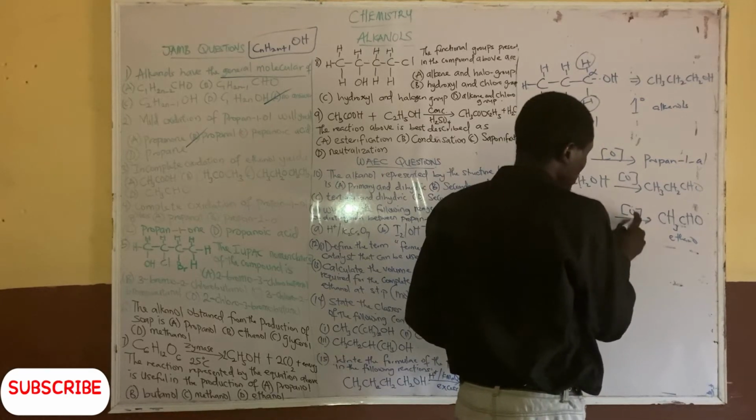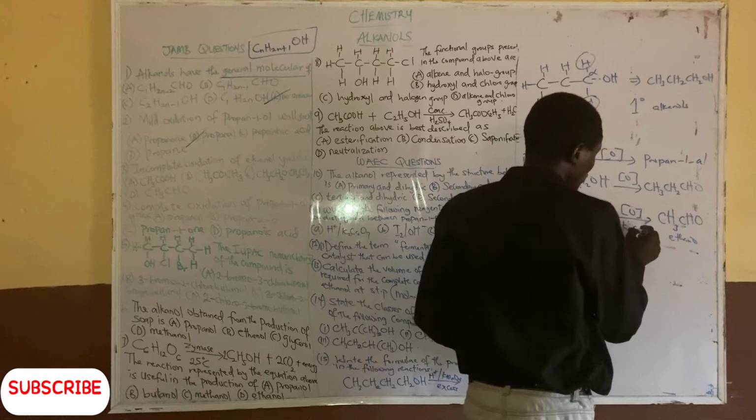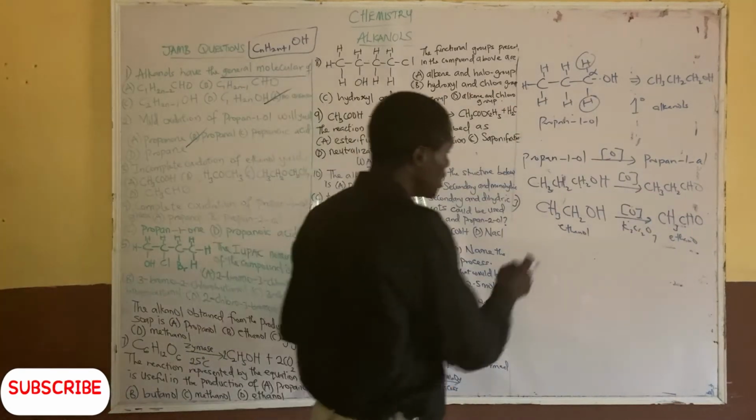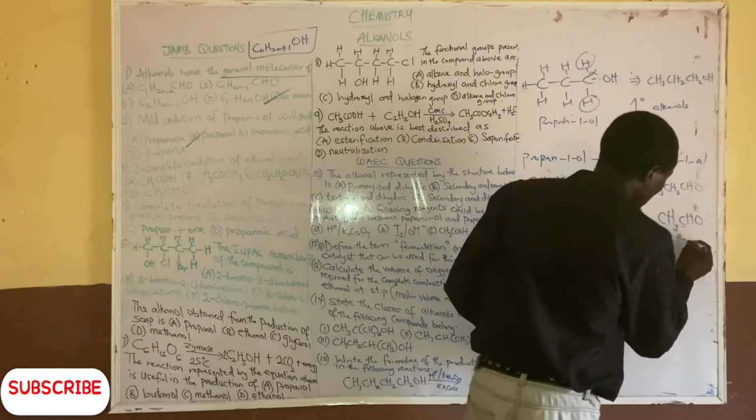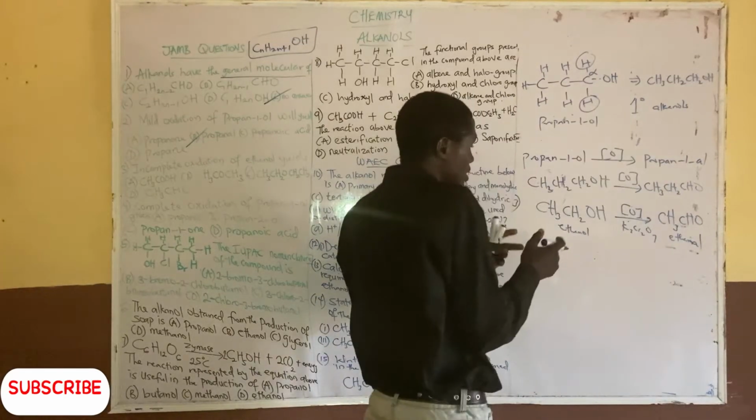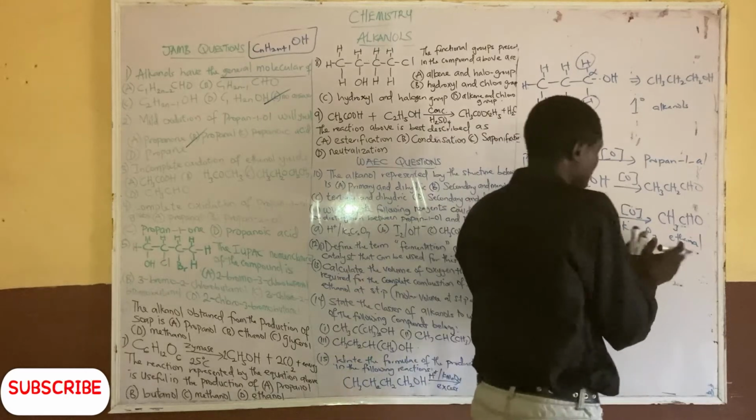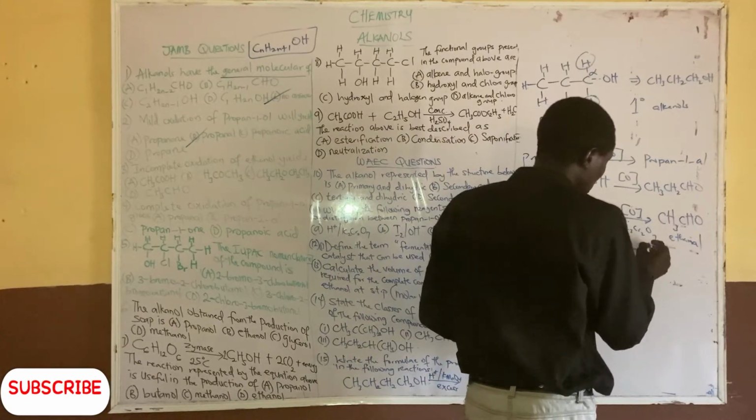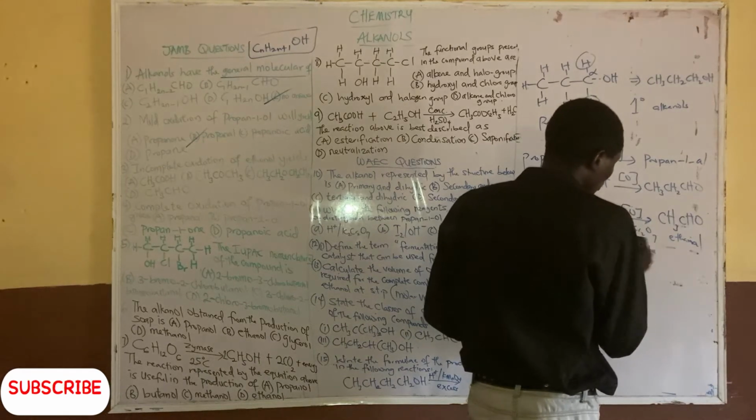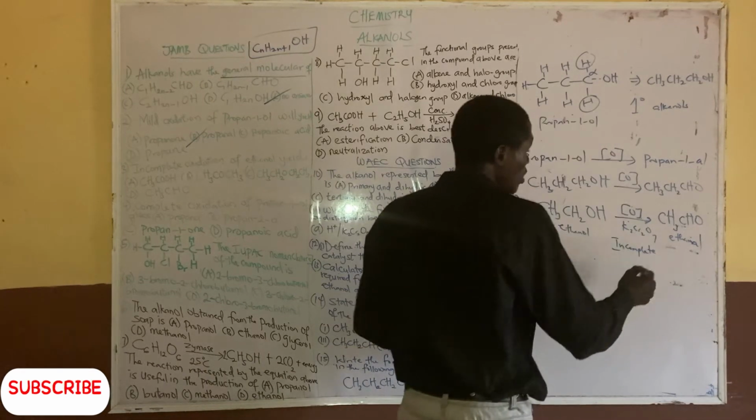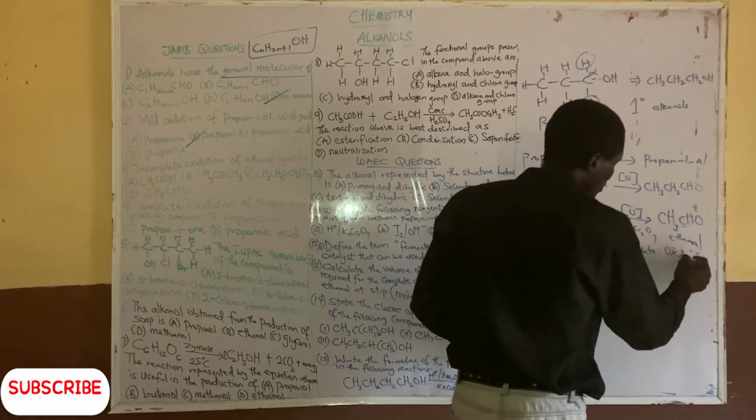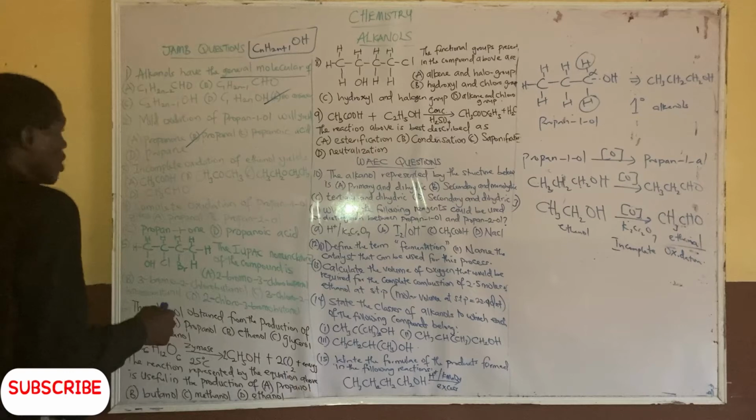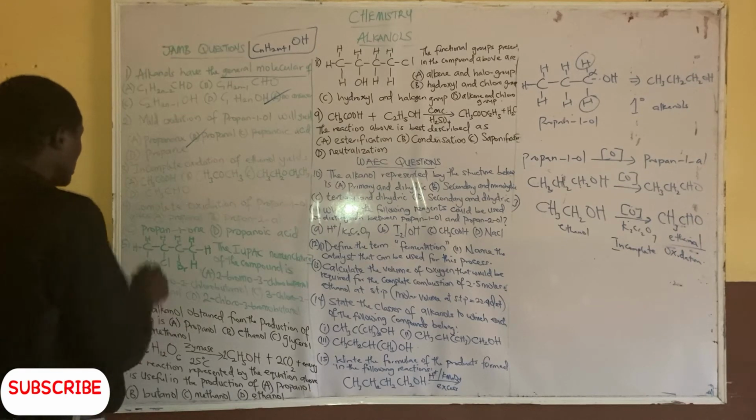When you use oxidizing agents such as K2Cr2O7, it will form ethanal. Ethanol was oxidized to ethanal, which is incomplete oxidation. Further oxidation will give us ethanoic acid, but we are told this is incomplete oxidation. Incomplete oxidation will give us ethanal. Please know that incomplete oxidation will give us ethanal. So what is ethanal here? Option D.